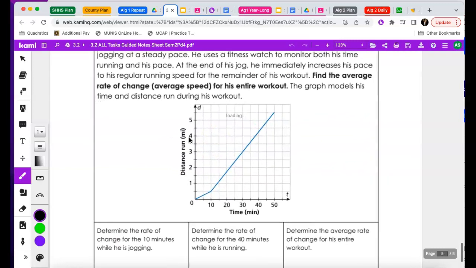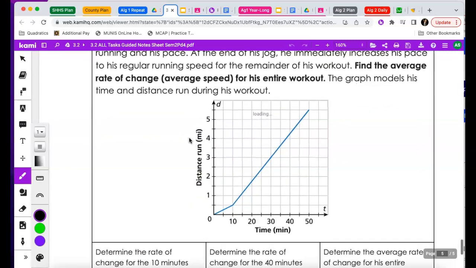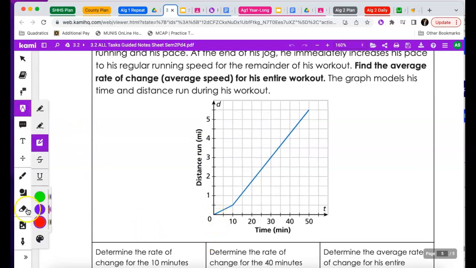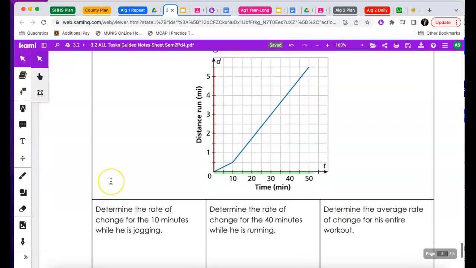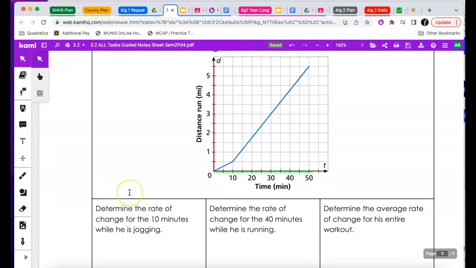So we have x is the time in minutes. So it looks like our whole workout is about 60 minutes long. About 50 minutes long actually. And it looks like our distance, we run about 6 miles. So we're going to determine the rate of change for the 10 minutes while he's jogging.